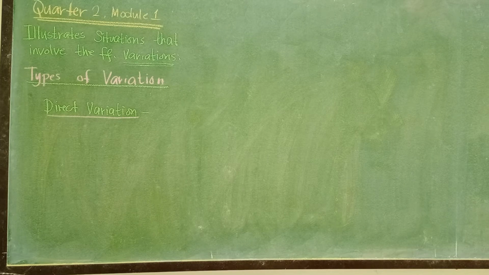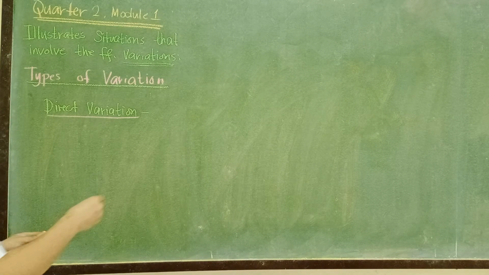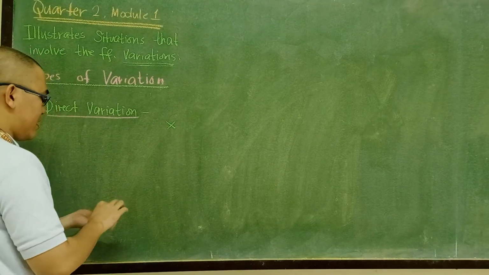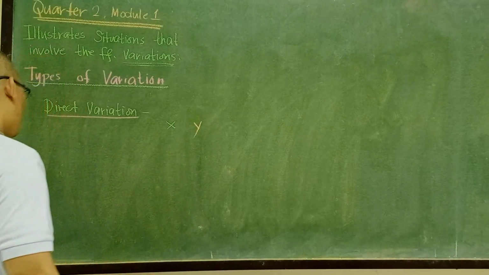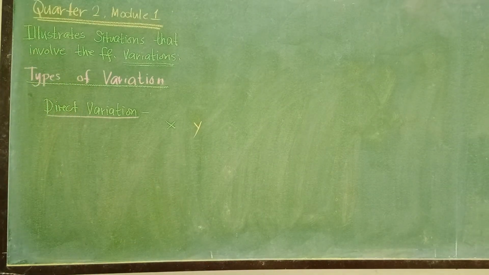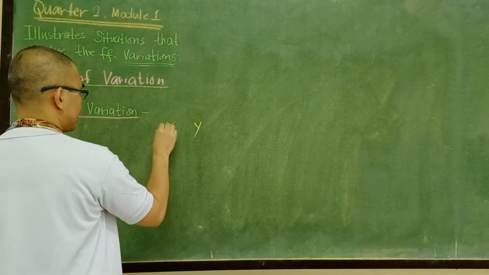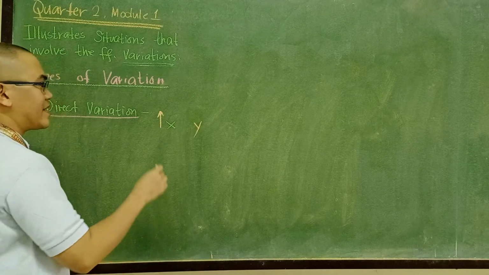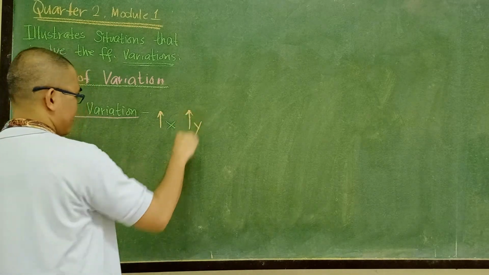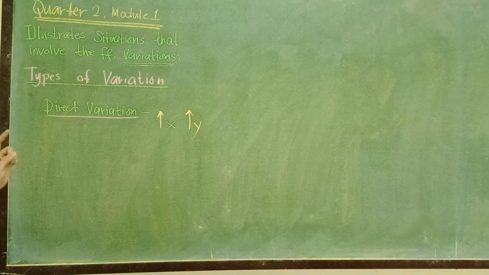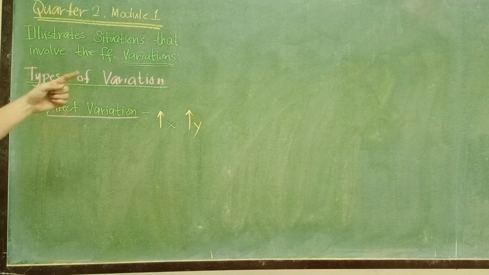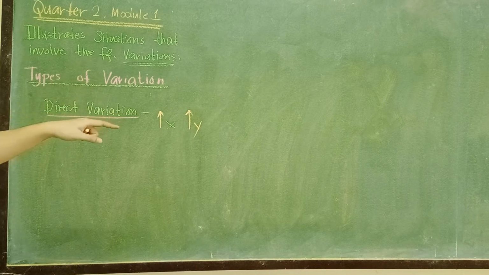So for instance, gagawa tayo ng illustration para mas madaling matandaan ano yung direct variation. Let's say meron kang value for x and then value for y. Kapag tumataas yung value ng x, tumataas din yung value ng y. Yung ratio ng pagtaas ng x, yun din yung ratio ng pagtaas ng y.